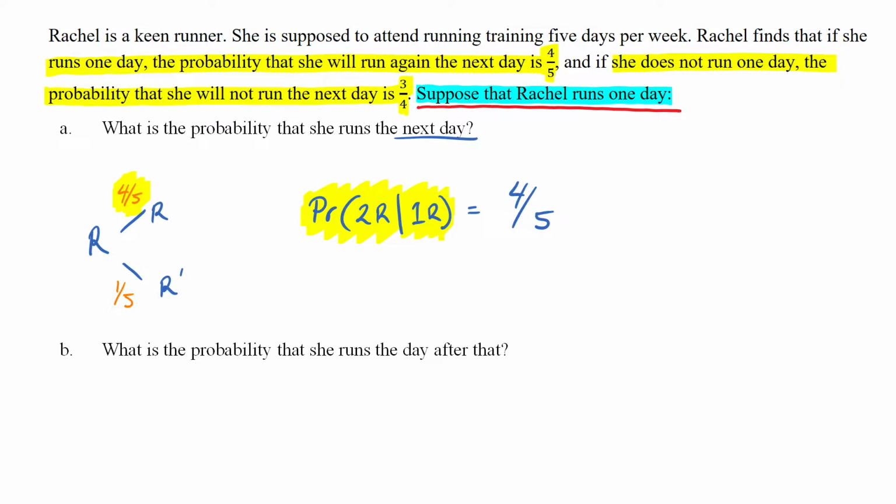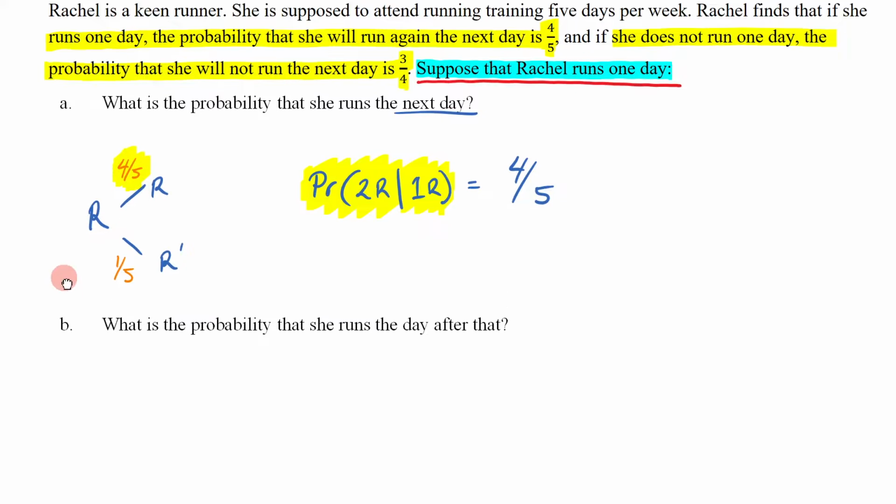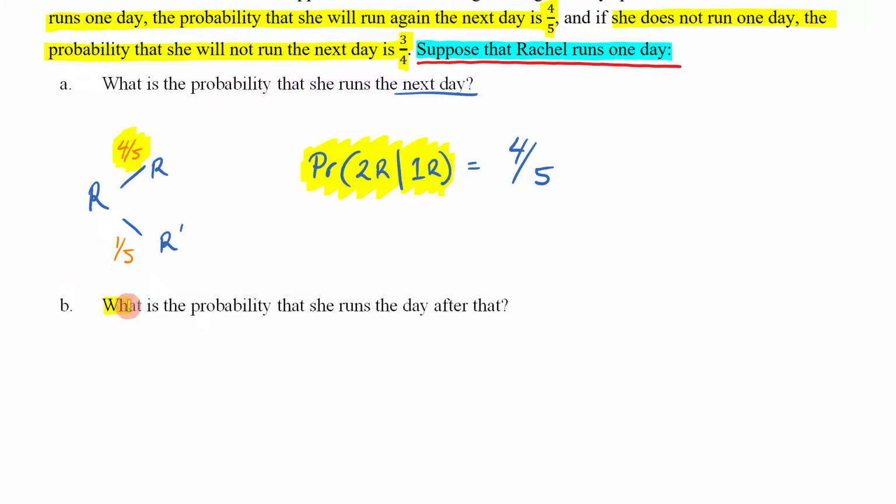Welcome. So we're going to answer this question before us. So this is part B, which says, what's the probability that she runs the day after that?